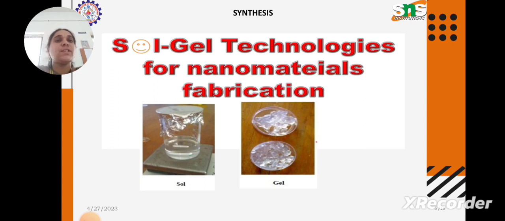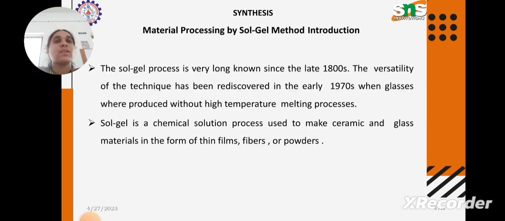See the gel material prepared from the sol. It is in the nanometer scale. Material processing by sol gel method. The sol gel process is a very long known method. This technique was rediscovered in the early 1970s when glasses were produced without high temperature and melting point.